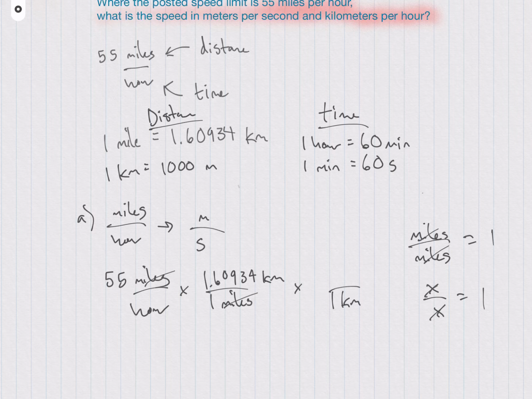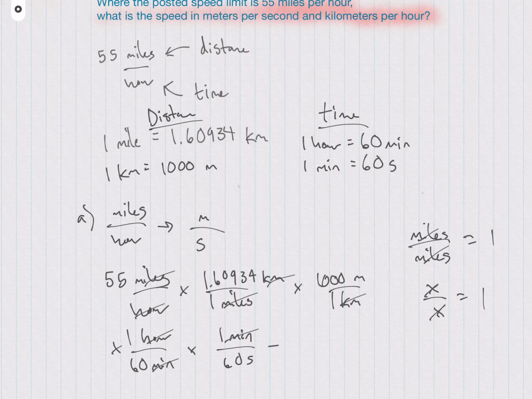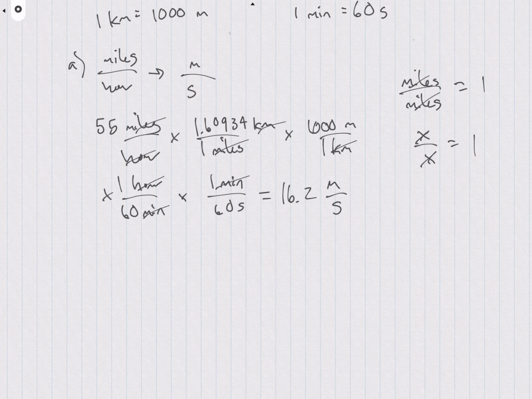Now we have kilometers, and 1 kilometer is 1,000 meters. So again, cross out, and now we have meters. Now let's move to time. Hour is on top, equal to 60 minutes, times 1 minute equal to 60 seconds. Cross out, cross out, cross out, cross out, and then we're going to get meters per second. So we have 55 times 1.60934 times 1,000 divided by 60 times 60, which is 3,600, and we'll get 16.2 meters per second. So that would be the first part of the problem.